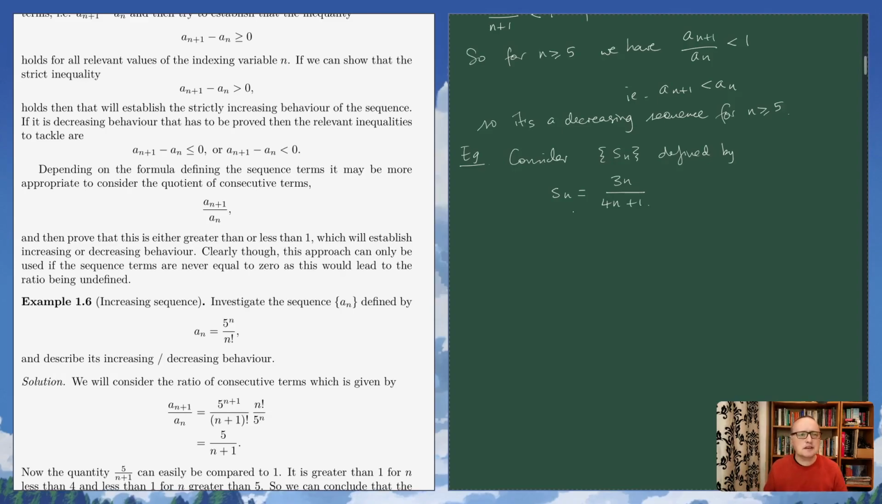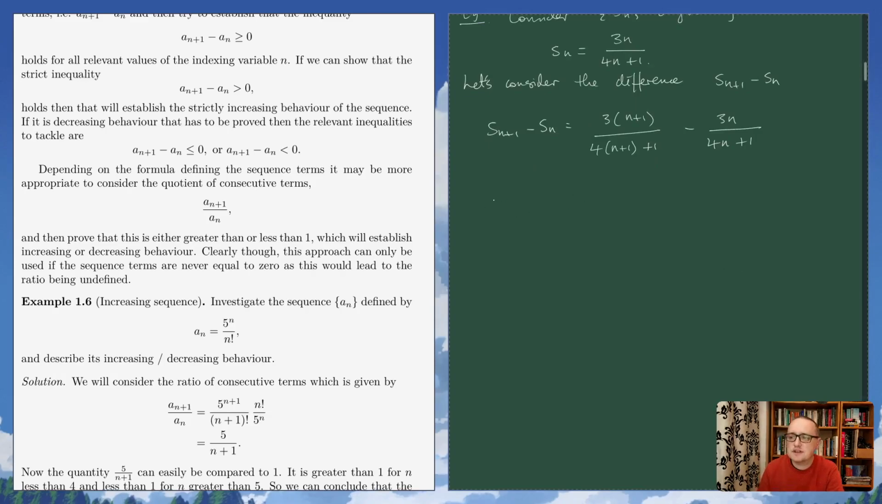Is this sequence monotonic, and is it an increasing or a decreasing sequence? So let's consider the difference Sn plus 1 minus Sn, and we'll compare it to 0. Sn plus 1 is going to be 3 times (n plus 1) divided by 4 times (n plus 1) plus 1. And then minus Sn is minus 3n over 4n plus 1.